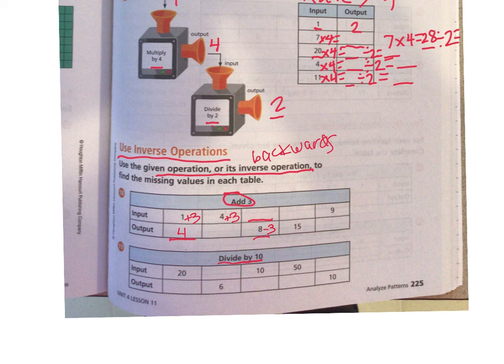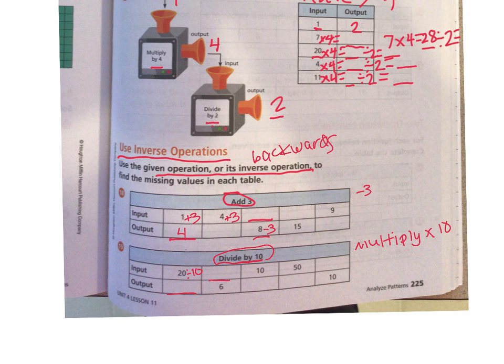Same thing down here, but I have divide by 10. If I want to do the inverse of divide by 10, that is multiply by 10. That's the inverse. And the inverse up here was minus 3 instead. So when I'm going down, I'm going to do what they say here. I'm going to divide by 10 and put my answer here. To do the inverse, if I'm going up, I'm going to multiply by 10.